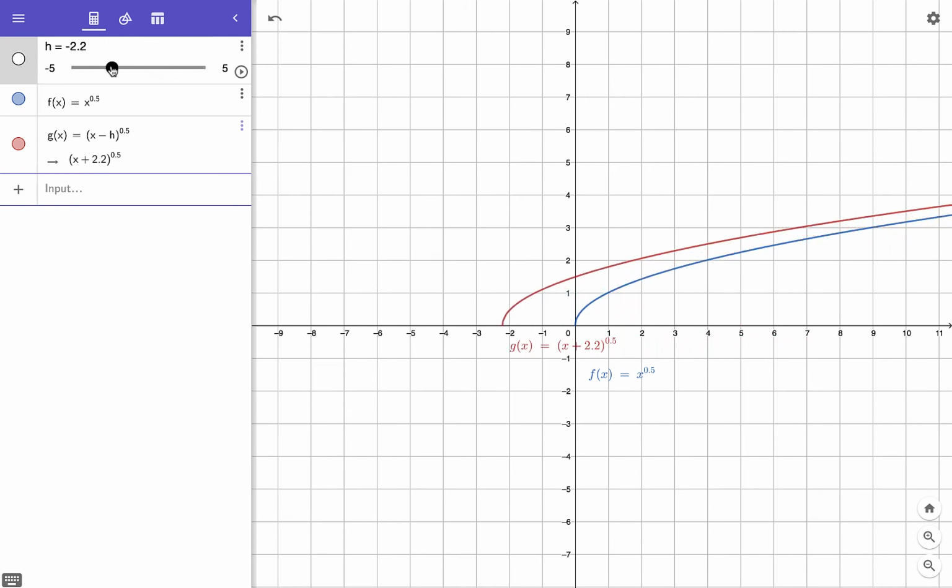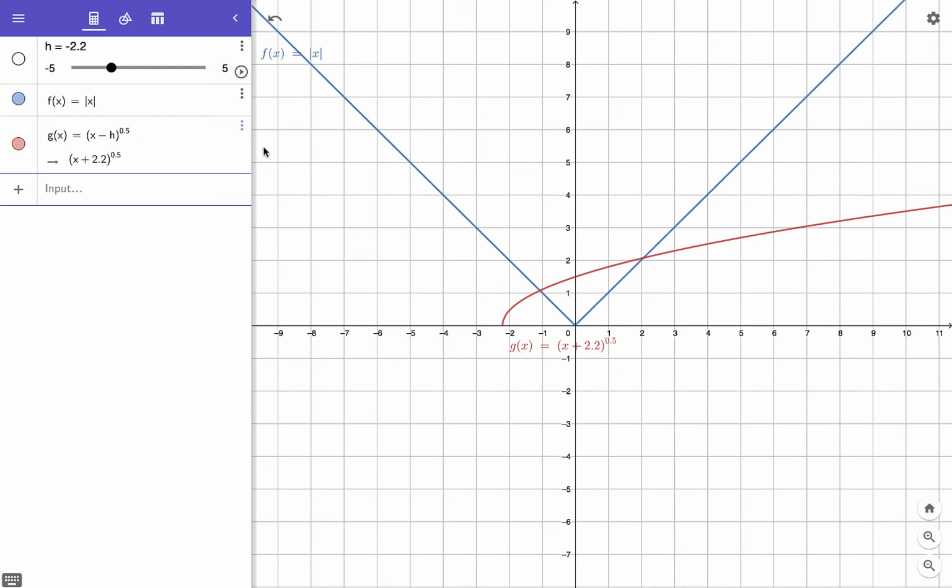Okay, let's do it for the absolute value function. That's the absolute value of x. This V shape is the graph of the parent function f of x equals the absolute value of x. So let's do the transformation now.